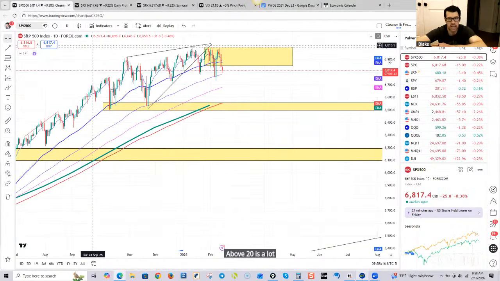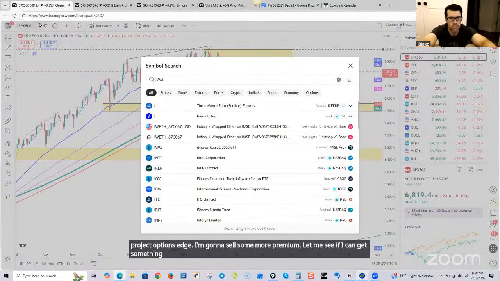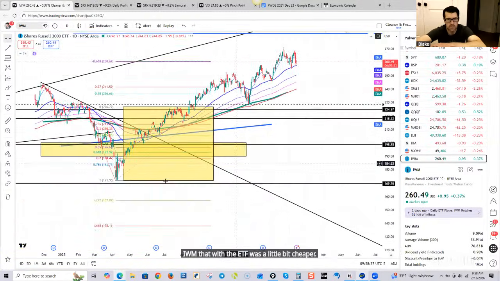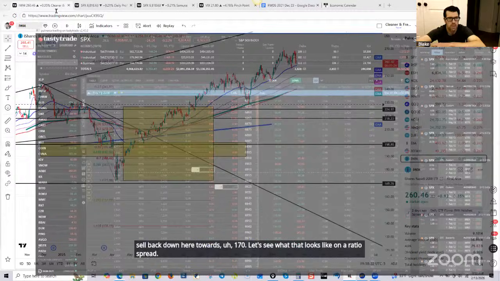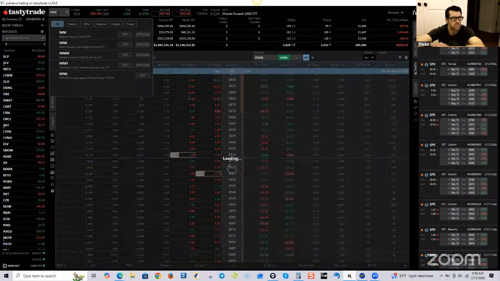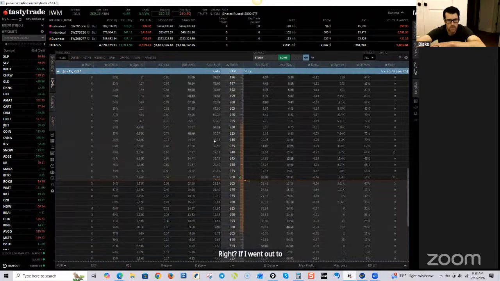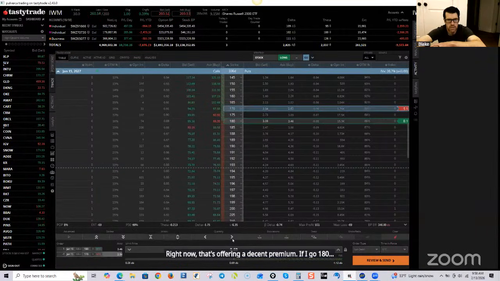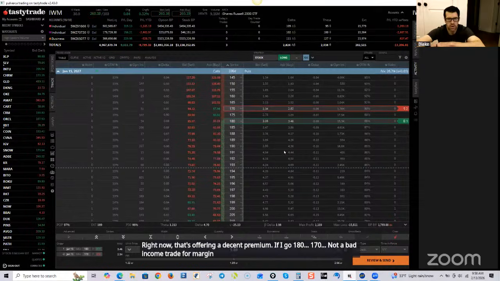So right now I'm going to take advantage of another Project Options edge. I'm going to sell some more premium. Let me see if I can get something on IWM. IWM, with the ETF, is a little bit cheaper. Sell back down here towards 170. Let's see what that looks like on a ratio spread. All right, if I went out to Jan, 170, right now that's offering a decent premium. If I go 180, 170, not a bad income trade for margin accounts, another 190 bucks.